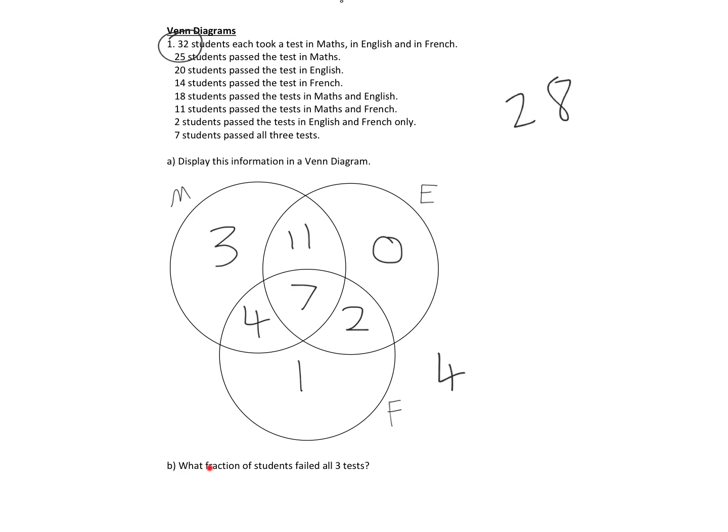The question then asks what fraction of students failed all 3. That's the 4 out of the total number of students, 32. And simplify that gives us 1 out of 8, 1/8.